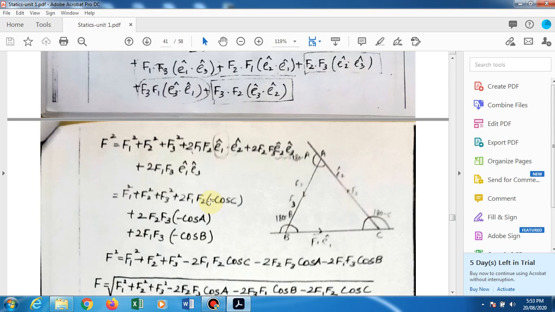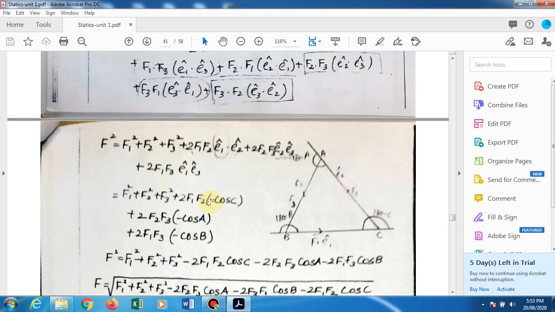Once you refer to that, F square is equal to F1 square plus F2 square plus F3 square, then 2 F1 F2 E1 cap E2 cap plus 2 F2 F3 E2 cap E3 cap plus 2 F1 F3 E1 cap E3 cap, you are getting.